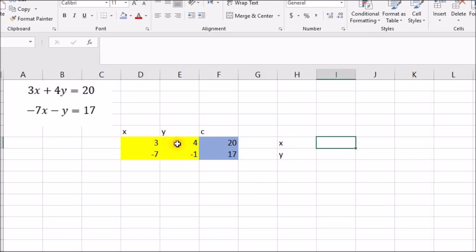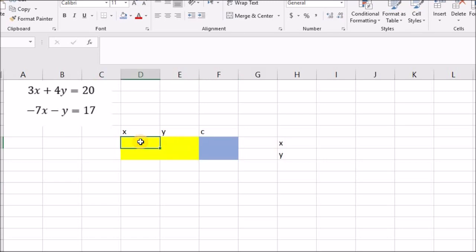I'm going to create two matrices. The first matrix is going to represent the coefficient matrix. The second matrix will be the constant matrix. Make sure that your equations are in order with x first and then y next. X first and y next. That is very important to do.